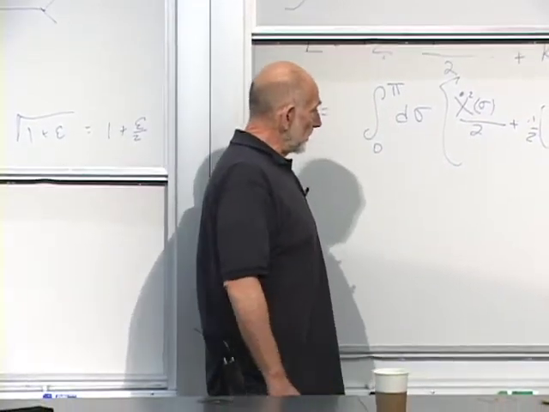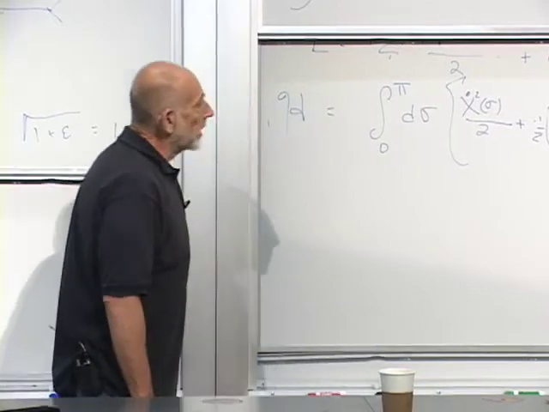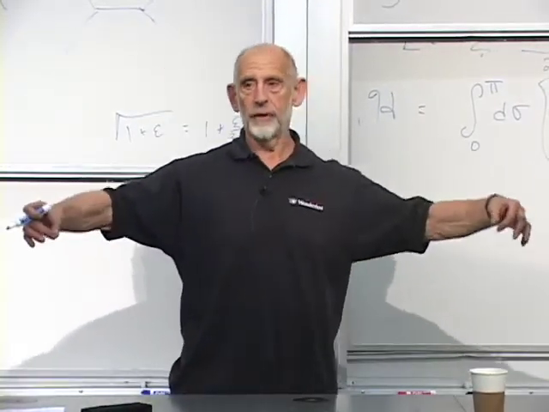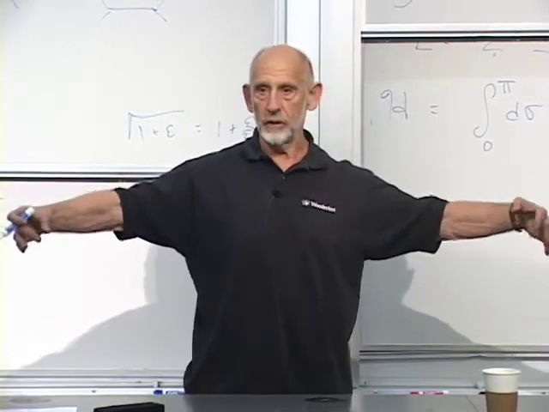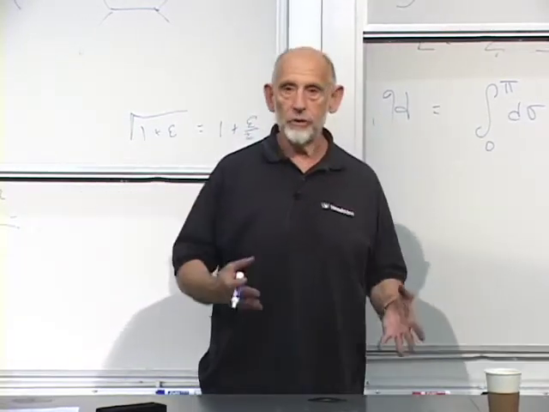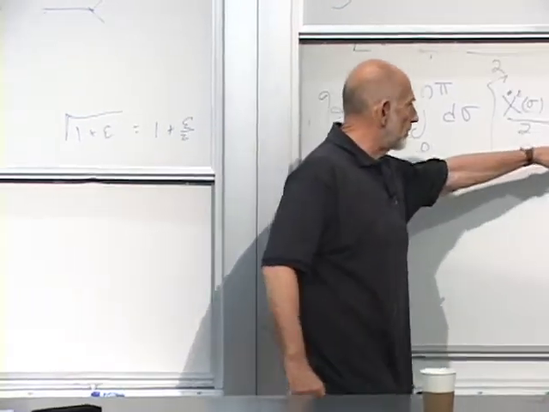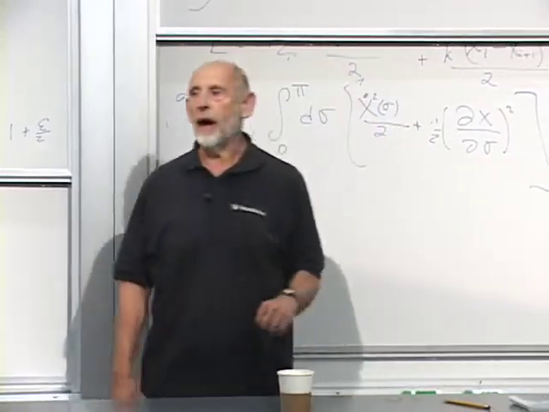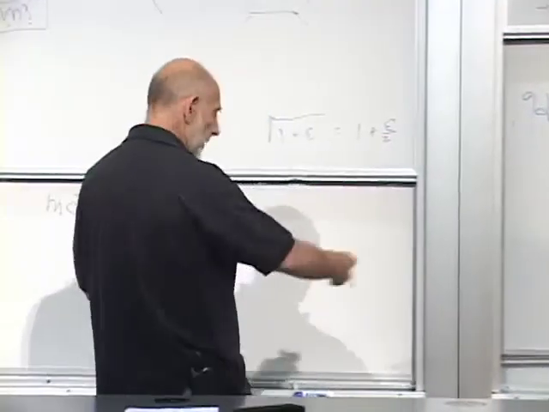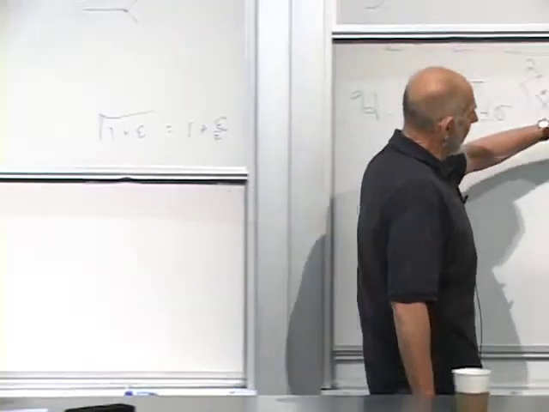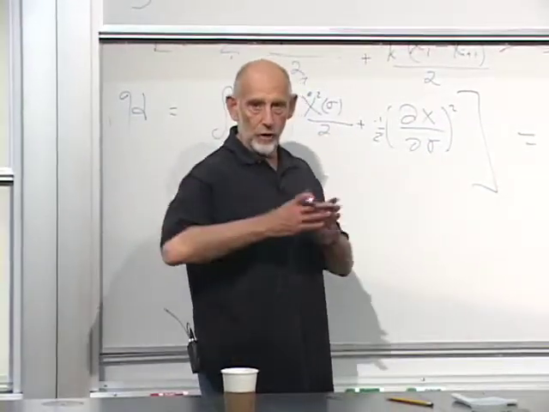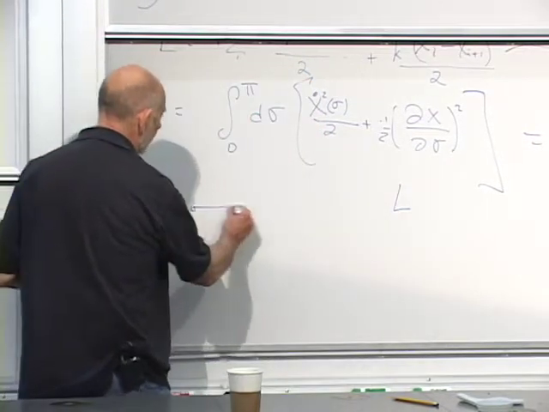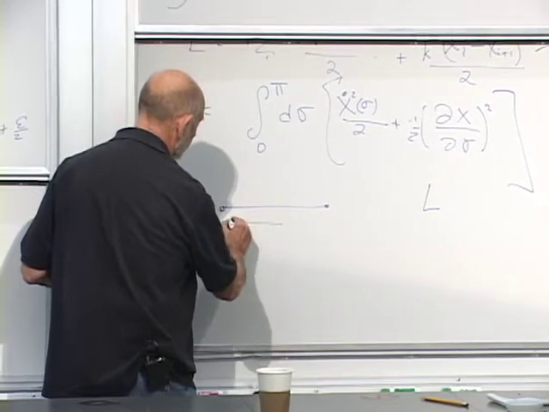There's another interesting fact here. Supposing you took a string which was not moving, but which you stretched out to a certain length. How much energy would it have? Well, then all of its energy would be potential energy, not kinetic energy. Let's calculate what it would be. How big is the dx by d sigma? Well, if you stretched it out uniformly, then the change in x along the length of it would just be the length of the string, L.